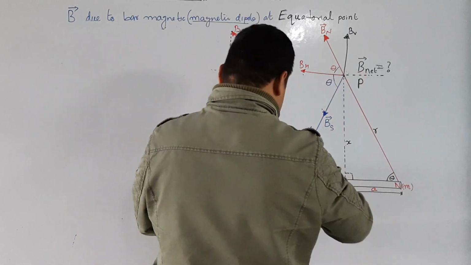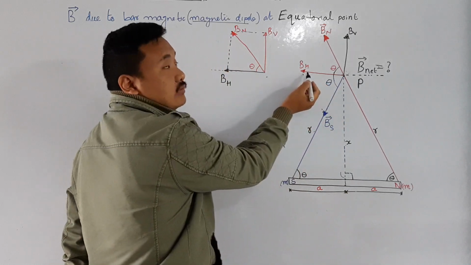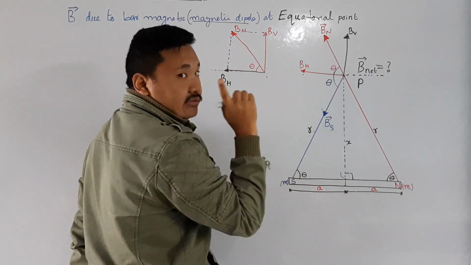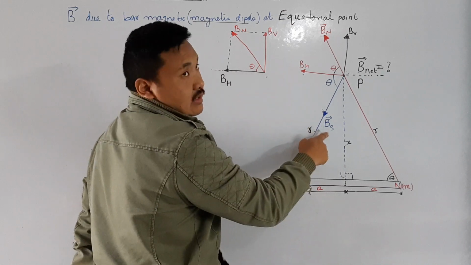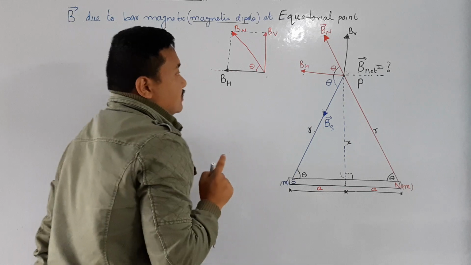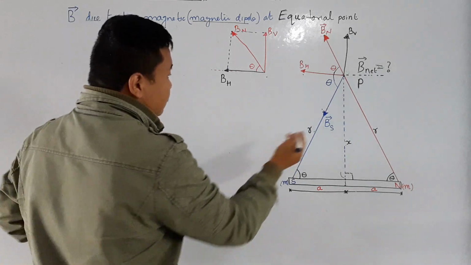It is very simple. Now I want to tell you one thing, that I am making this a little bit tilted because there is another horizontal magnetic field due to this one. That is why I am doing it like this. So this is my B_H. Similarly, I have another vector, this vector.